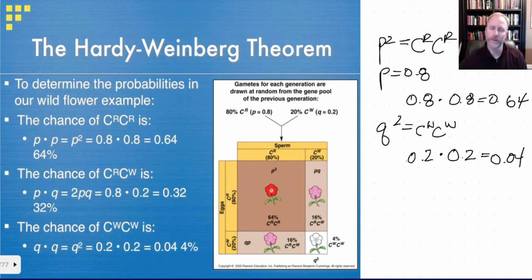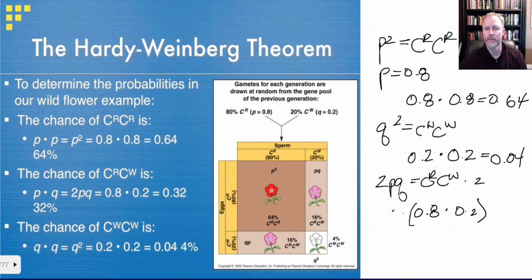And then you could add these up and then subtract, or you can just do 2PQ, which is equal to CR, CW times the 2 there. So you have 0.8 times 0.2 times 2, which is 0.32. Okay, so when you add all of these up, this is going to give you the 1, or 100% of the actual population. So that's what we're looking at when we're determining the allele frequencies and percentages. And we'll get some more practice with this in class.